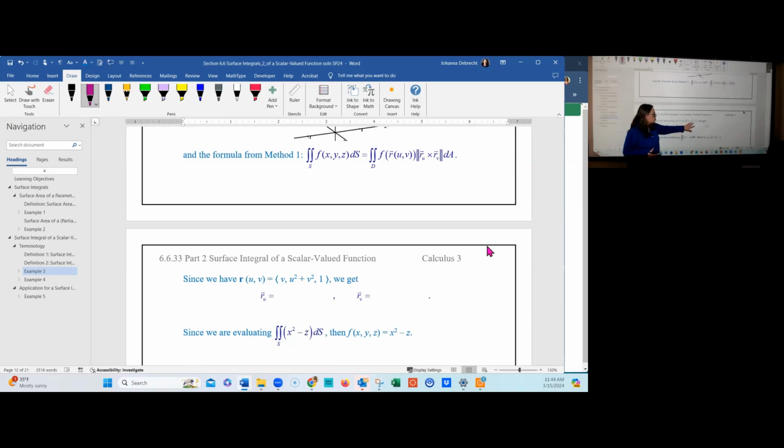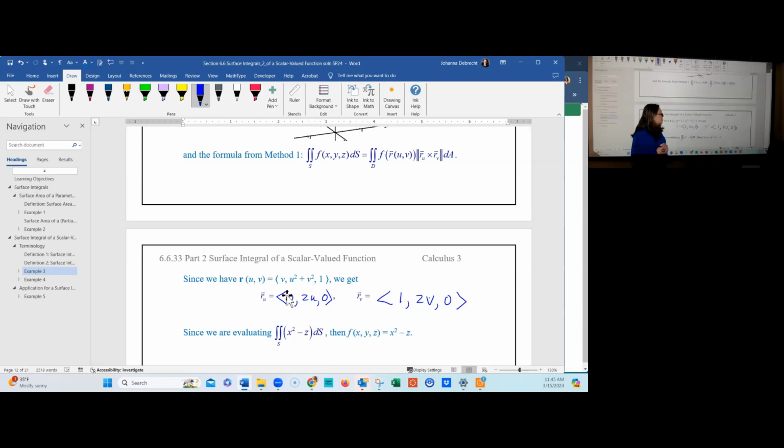So in order to do this, the first thing that we want to do is find those directional derivatives. So here's the parameterization again, v, u squared plus v squared, and 1. So let's go ahead and write down what the partial with respect to u is. In this case, it's going to be equal to 0, 2u, 0. And then we can compute the partial with respect to v. And the partial with respect to v is going to be 1, 2v, and 0.